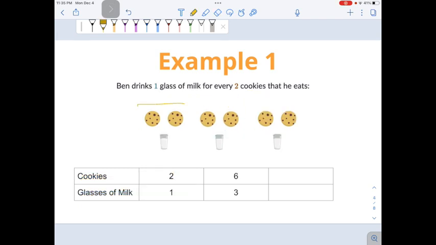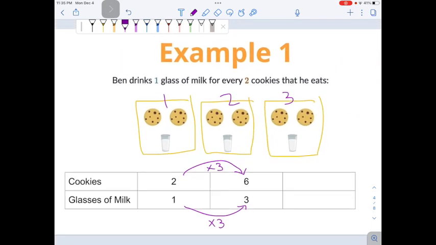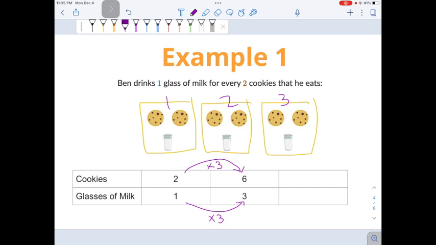So now here's 2 cookies and 1 glass of milk, here's 2 cookies, 1 glass of milk, here's 2 cookies, 1 glass of milk. I can see that I repeated this 1, 2, 3 times. So we can draw an arrow for the cookies to say times 3. 2 times 3 is 6. And we can draw an arrow from the milk. 1 times 3 is 3. Why times 3? Because we repeated the pattern 3 times.